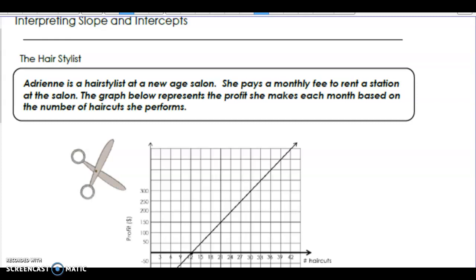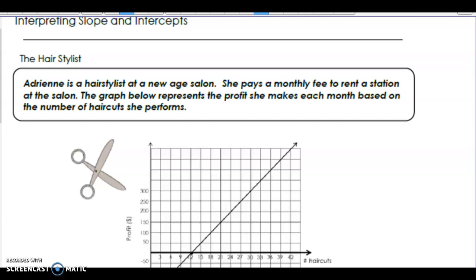Hello, today we're going to interpret the slope and the y-intercept. The y-intercept is the initial value where it starts on the graph, and the slope is how much it's changing by. And it's usually pretty easy to see these in your problem situations because the rate of change is the slope. It's what's happening over and over again.